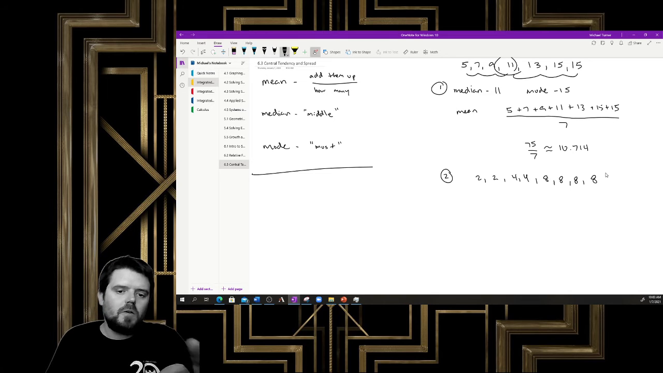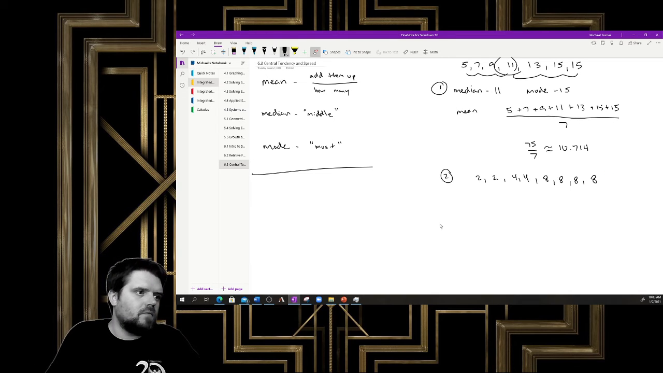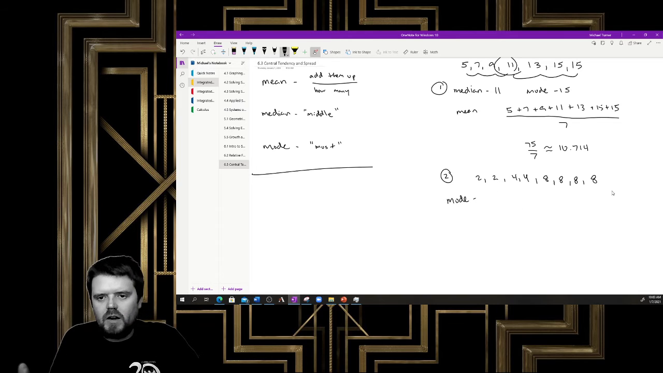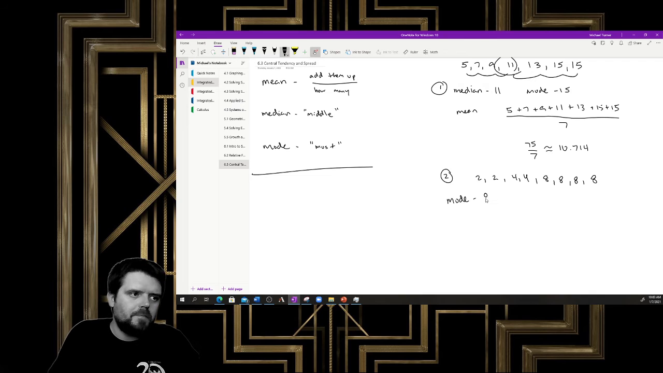Okay? So first thing, let's say I want to do the mode. Mode is the easy one. What number is most common? There's 4 8s. That's more than any other number, so the mode is 8. Again, no arithmetic involved for mode.